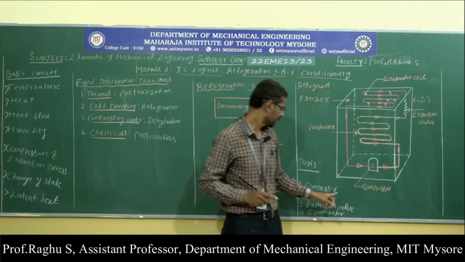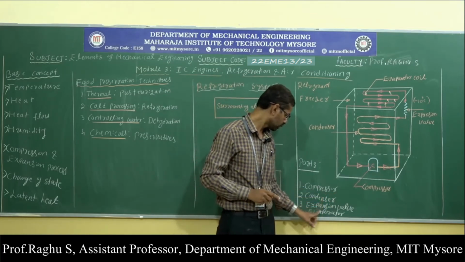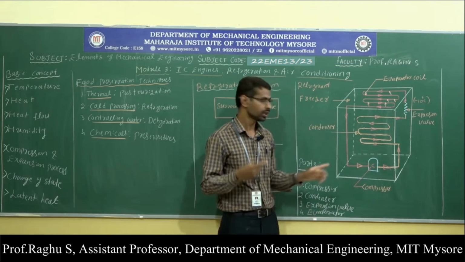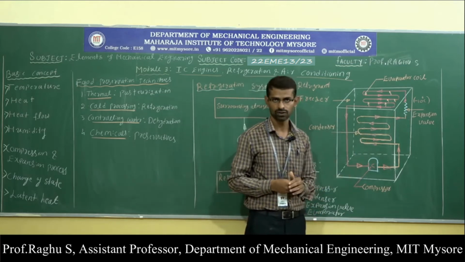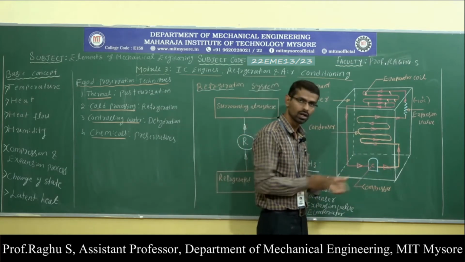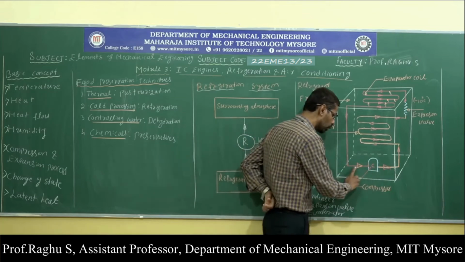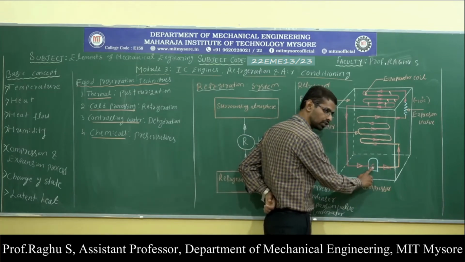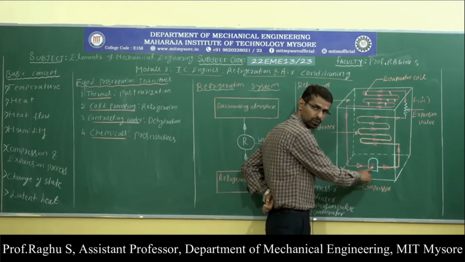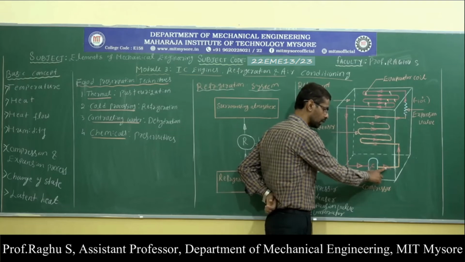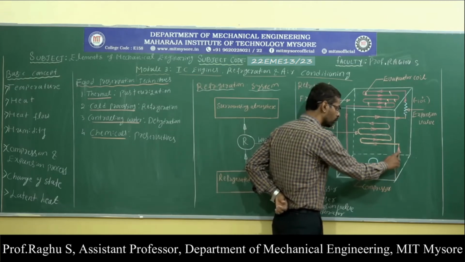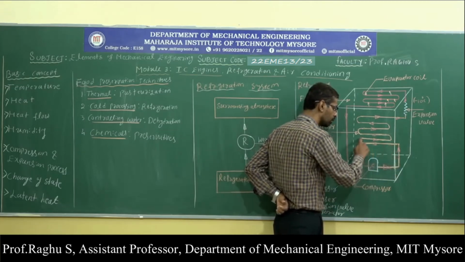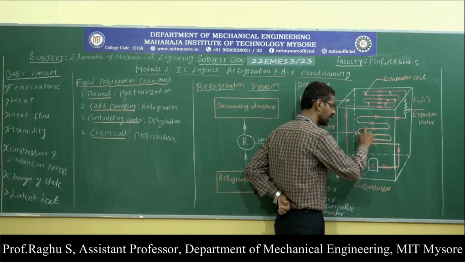So, the parts of refrigerator are compressor, condenser, expansion valve and evaporator. So once again we will discuss the working of domestic refrigerator. Here we have compressor. First, vapor form of refrigerant enters into the compressor. In the compressor, compression process takes place and hence pressure and temperature get increased. Now the high pressure and high temperature vapor enters into the condenser.